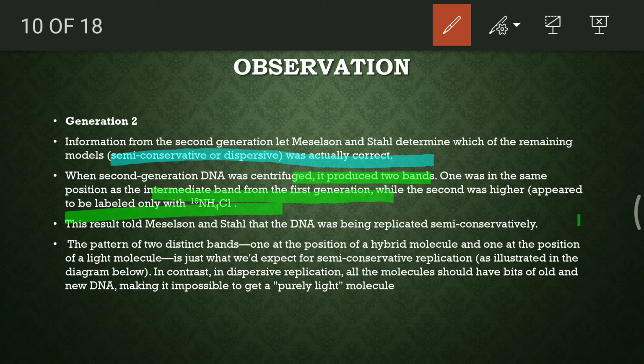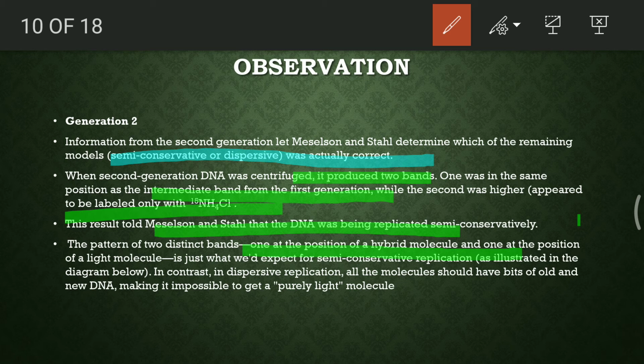These results made Meselson and Stahl understand that DNA was being replicated in a semi-conservative way. It means a hybrid was being formed. There was presence of even the heavy isotope because the parental condition was maintained, and even the presence of the light one. The pattern of two distinct bands, one at the position of the hybrid molecule and one at the position of the light molecule, is just what we expect for semi-conservative replication.